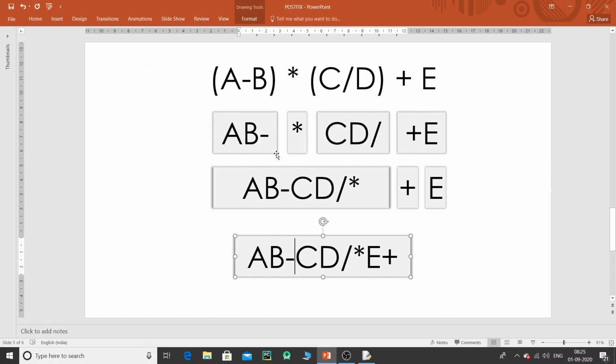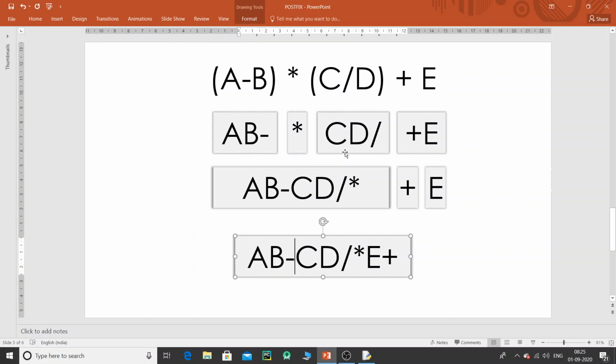Now this particular thing, ab minus, can be taken as A, and the next thing can be taken as B. So A into B will be AB and then the multiplication operator, and you can see ab minus, cd, then the divide operator and then the multiplication operator.